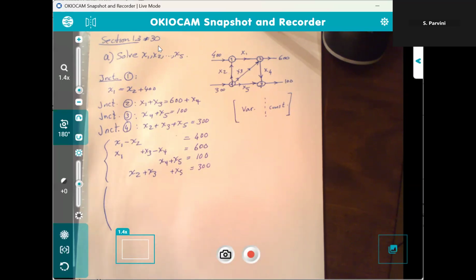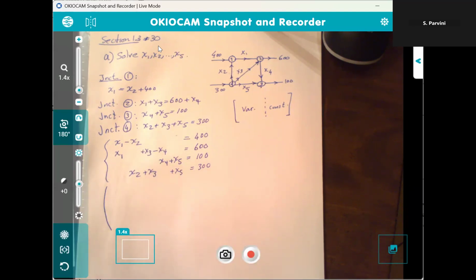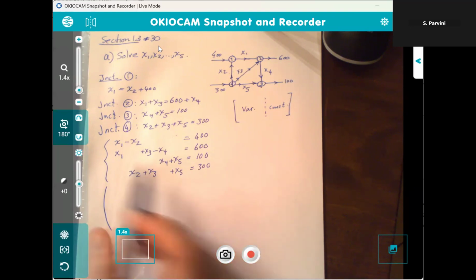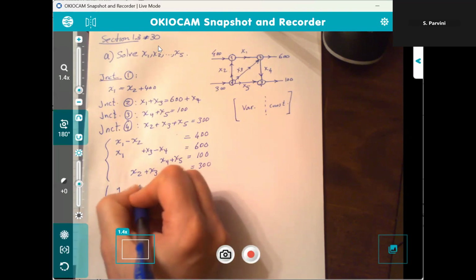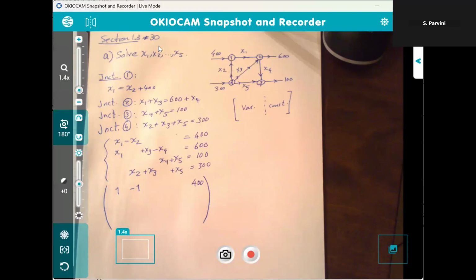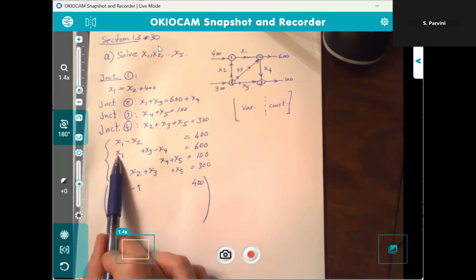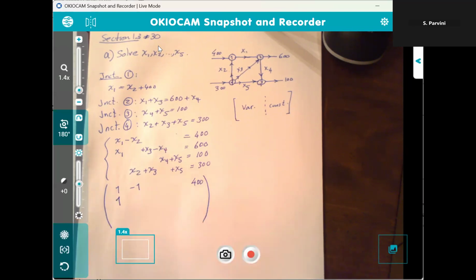Okay, what would be the equation? We're trying to write the augmented matrix. What do you think the augmented matrix will look like for the first equation? 1 and -1 and 400. Thank you. Perfect. 1, -1, 400. And again, if anyone has a question, by all means, feel free to interrupt us and ask questions. Okay, and how about the second equation?